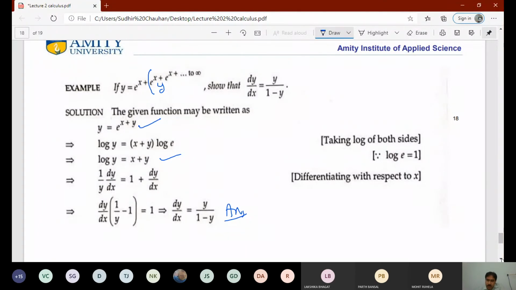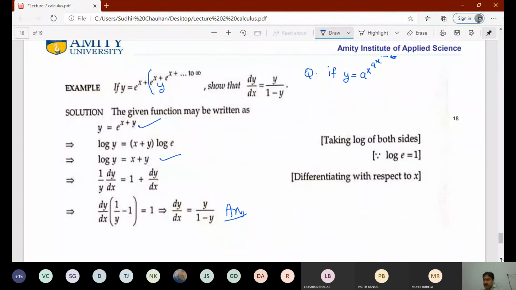So now you can do one thing, you can practice one question. I'm writing a question and you have to do it. Let us check whether you are able to do it. If y is equal to x raised to power x raised to the power x raised to the power and so on up to infinity.